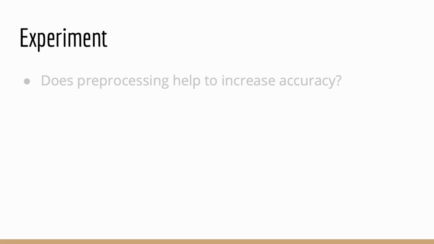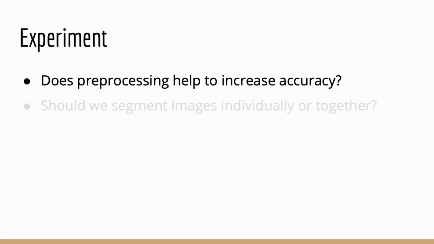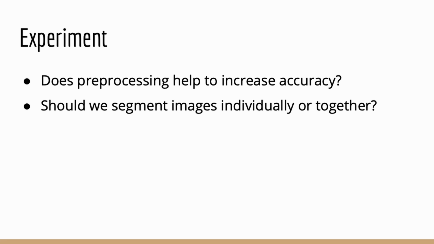Now, I'll talk about the experiments we did. To ensure we get the highest accuracy in our model, we will ask ourselves 4 main questions. Firstly, does pre-processing help increase accuracy? We will want to compare the results of using raw images against pre-processed images to see if there's actually a difference in the accuracy score. Then, we will want to see if we should segment the images individually or all together.